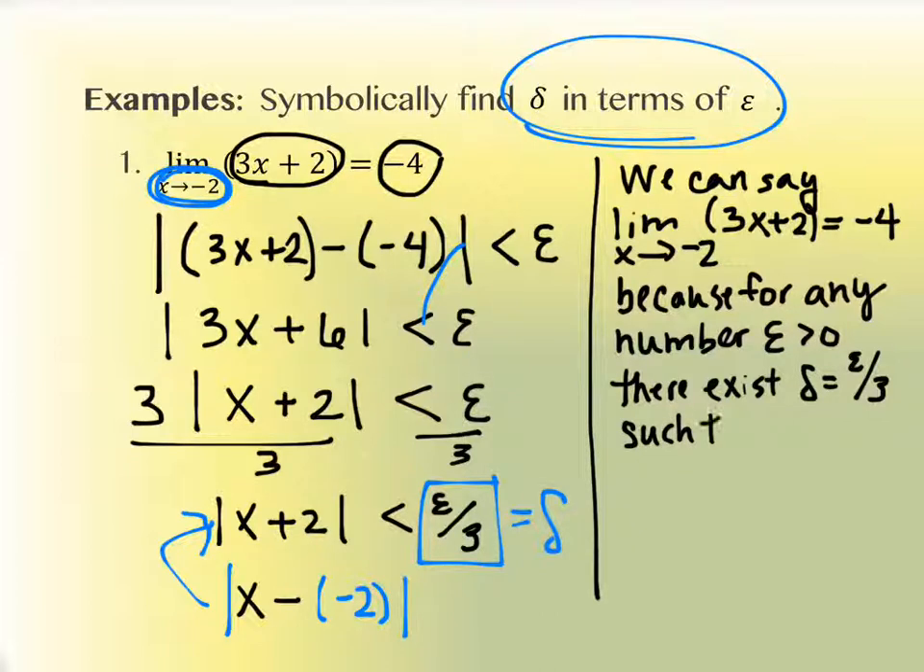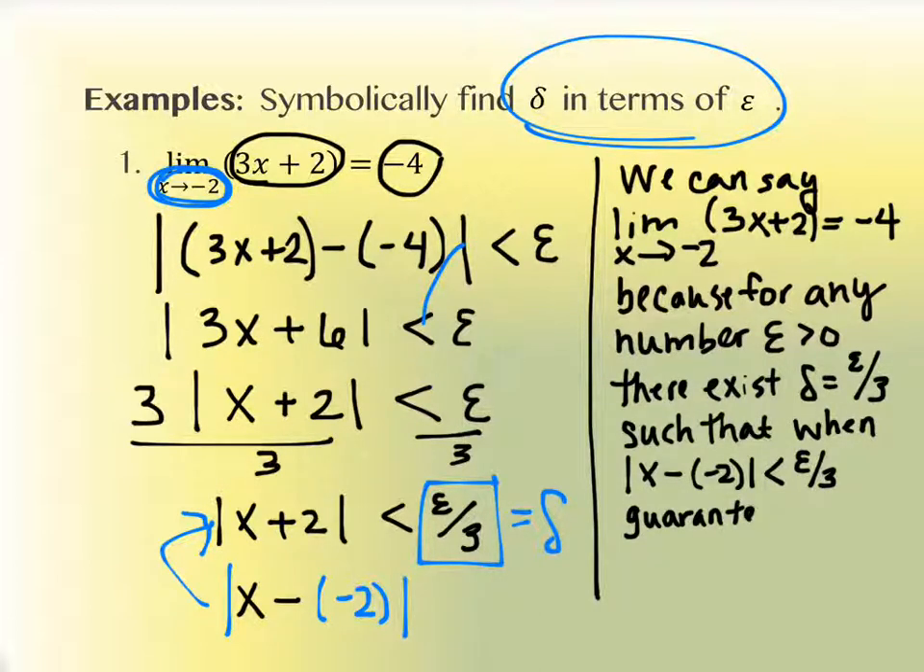Such that when the absolute value of x minus -2, you can put plus 2 there, that's fine, but when the x value minus what it is approaching is less than that epsilon over 3, this guarantees, or shows us that, or confirms, or whatever language you want to put in there, guarantees that our function value f of x, we had 3x plus 2, that our function value 3x plus 2 minus the limit value -4 is less than epsilon.